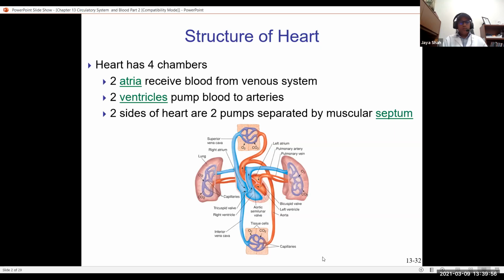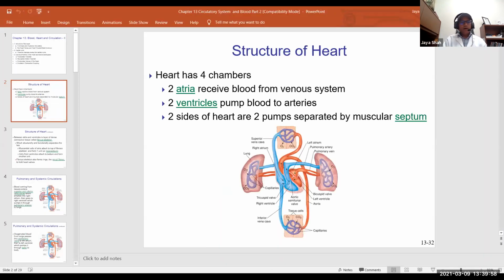Okay, so some of the terminology here: artery and veins.